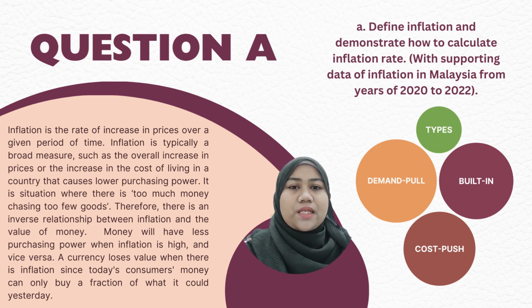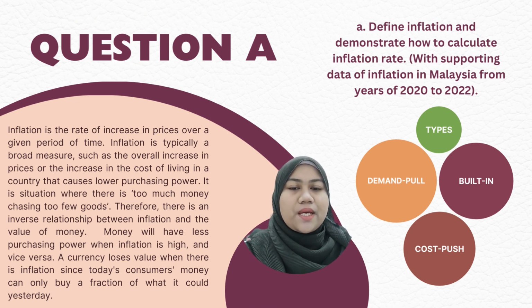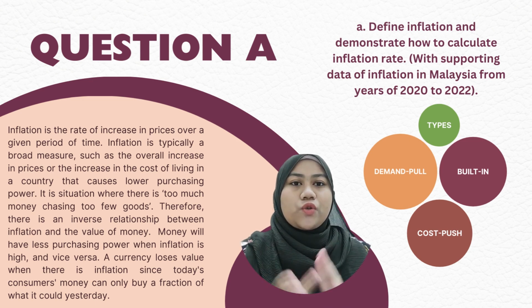In this situation, there is too much money chasing too few goods, therefore there is an inverse relationship between inflation and the value of money. Money will have less purchasing power when inflation is high and vice versa. A currency loses value when there is inflation, since today's consumer money can only buy a fraction of what it could yesterday. Next, inflation has three types.